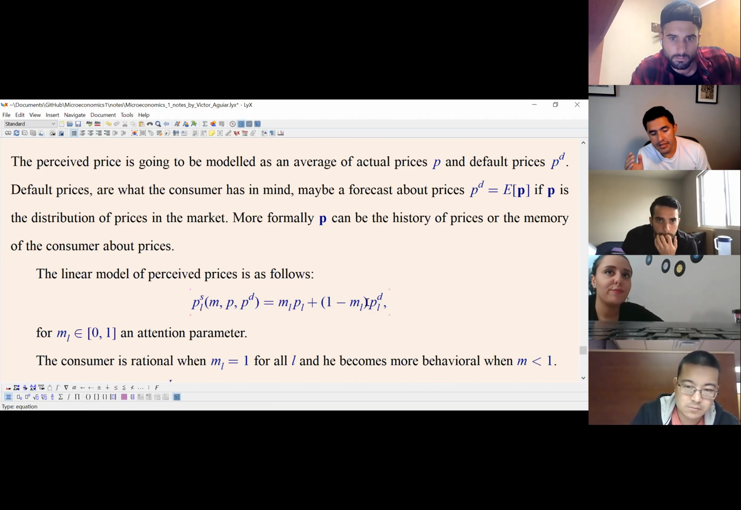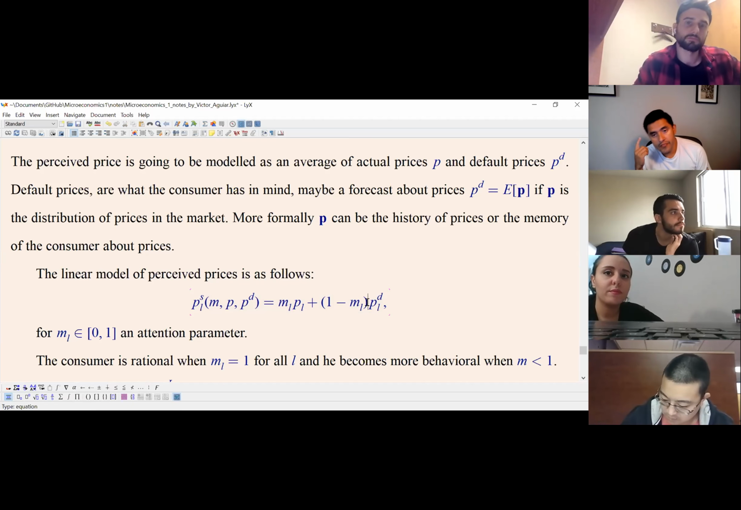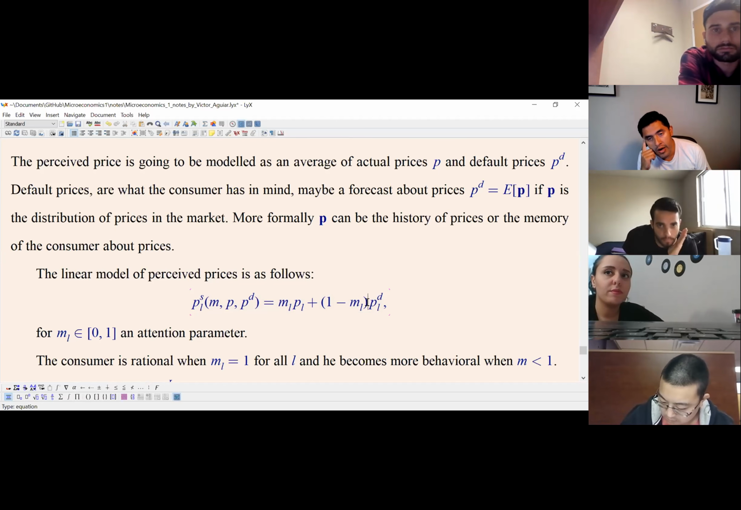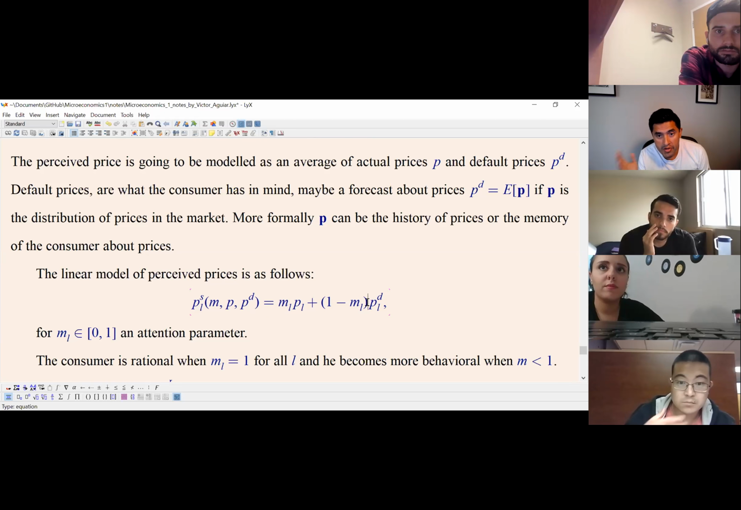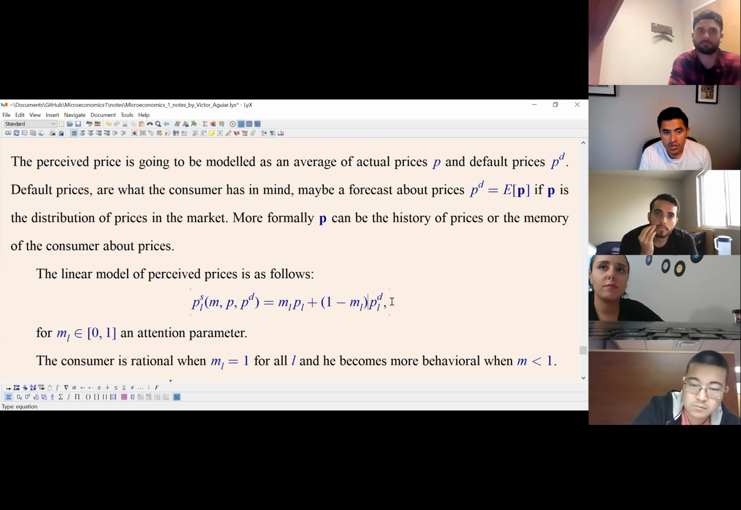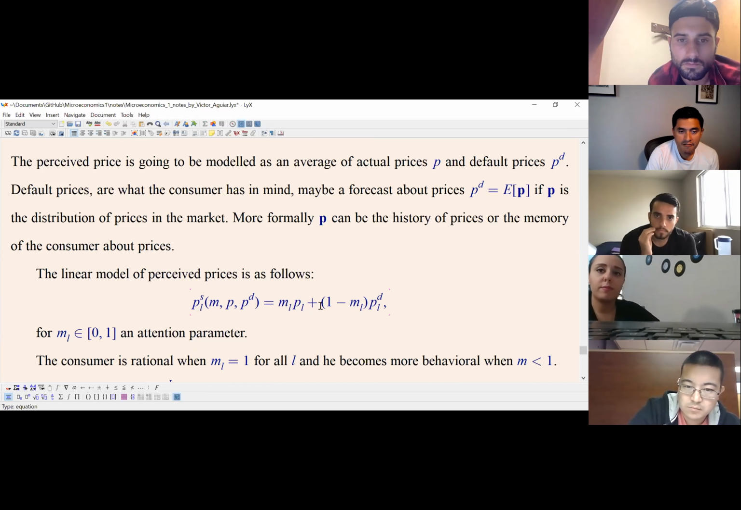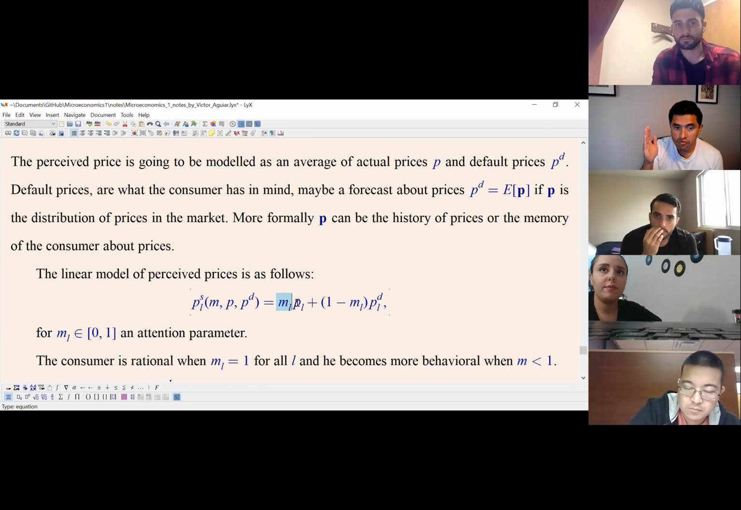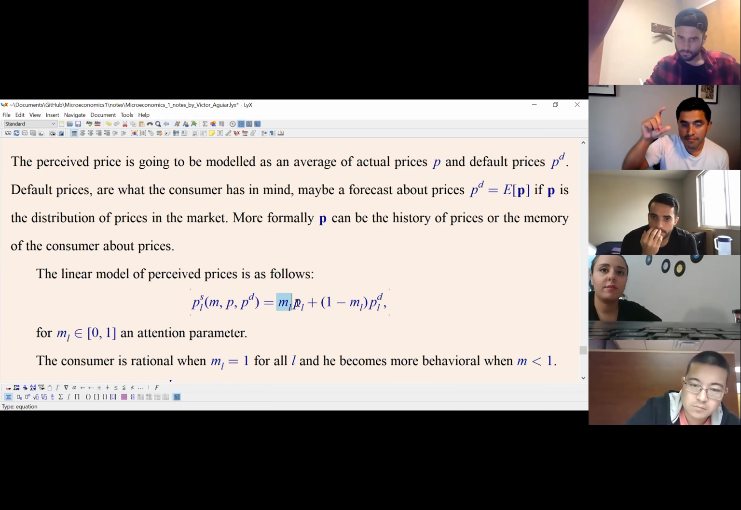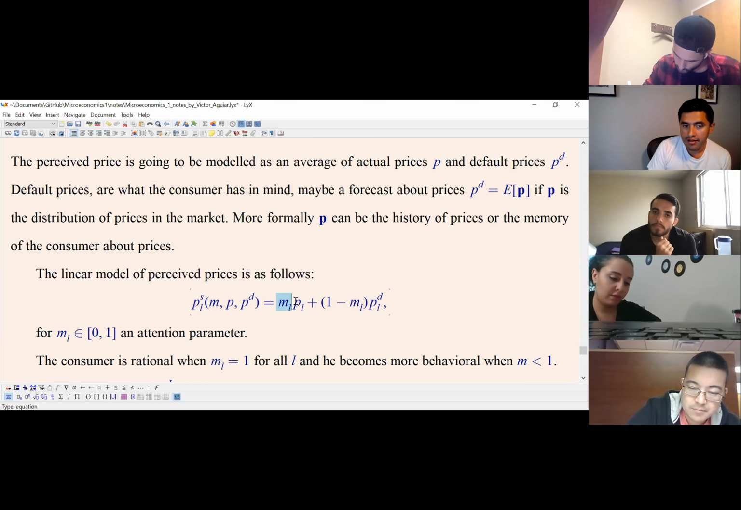The default price is, you go to Costco, to Walmart, to Sobeys, and you remember that the white bread loaf is $1. That's going to be my default price. So how do I process the new information? Say tomorrow this is on mega promotion, so now it's 90 cents. The price I'm going to perceive is an average according to my perception parameter, M, which is between 0 and 1. If I'm fully rational, fully perceptive, I'm going to know exactly that the new price is 90 cents. But if I'm not, I'm going to be halfway between $1 and 90 cents.